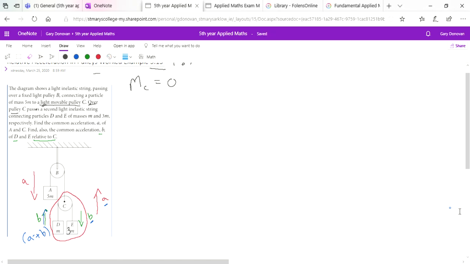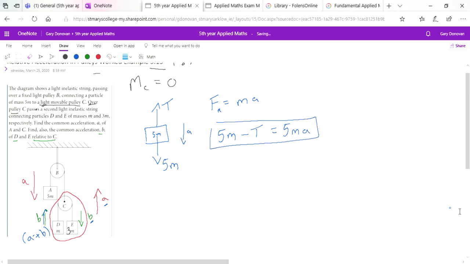So with all the questions, the first thing you always do is you do your particle diagram. So we'll do these, and hopefully you're well used to this now. So for the 5m particle, force pulling it down is 5m, force pulling it up is T. Then we do our F equals ma equation. We assume, because overall that this particle is moving down, the downwards force is bigger than the upwards force, so our resultant force is going to be 5m minus T, and that's equal to its mass, 5m times A. That's equation 1.